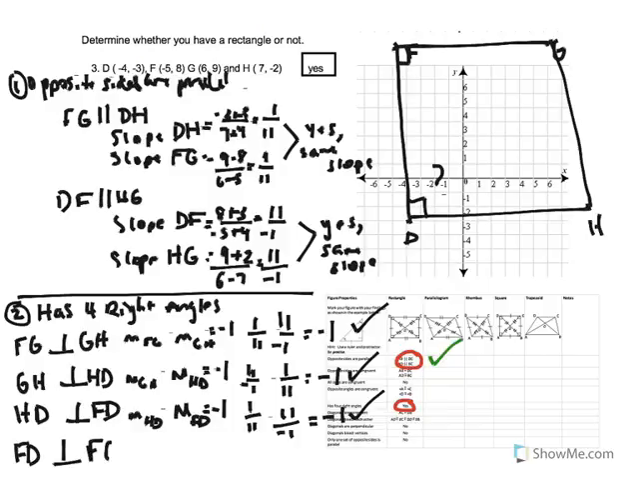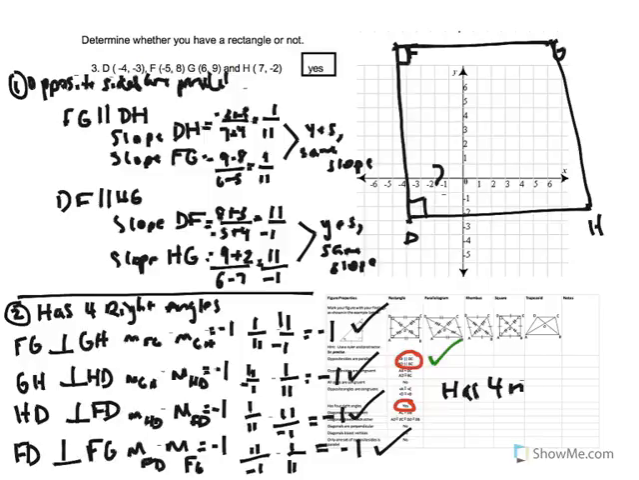FD is perpendicular to FG. The slope of FD times the slope of FG will equal negative 1 if the lines are perpendicular. Let's check. The slope of FD is 11 over negative 1 times 1 over 11 gives me negative 1. So all 4 slopes are perpendicular. Therefore, we have 4 right angles. We proved both things. Yes, it is a rectangle.